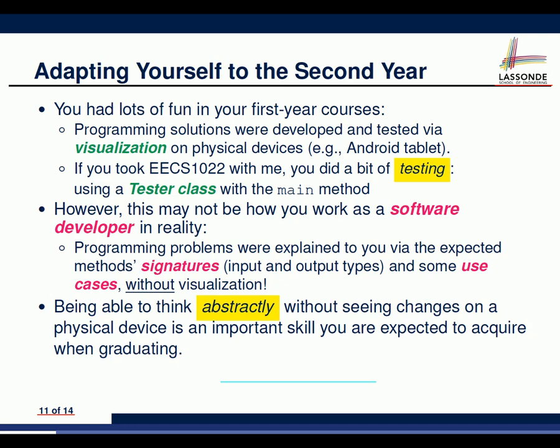Now when you're escaping from the first year, you want to be able to think more abstractly, not just for 2030. Later on, if you move to maybe 3311 for software design, that requires even more abstract thinking. You don't want visualization to be always something you can rely on. You want something more abstract. You want to be more independent.